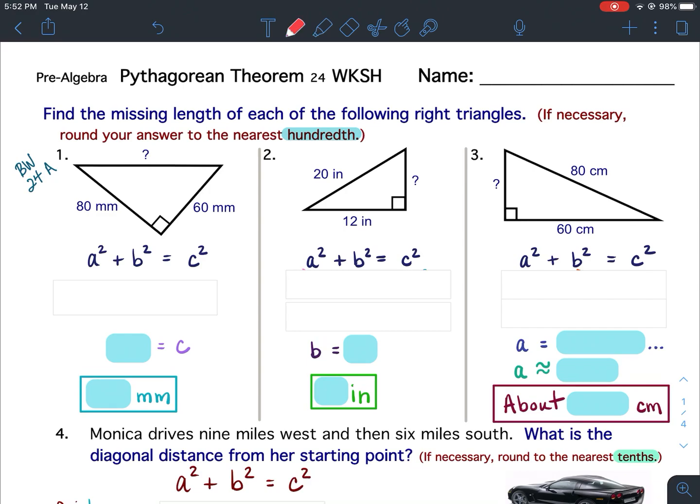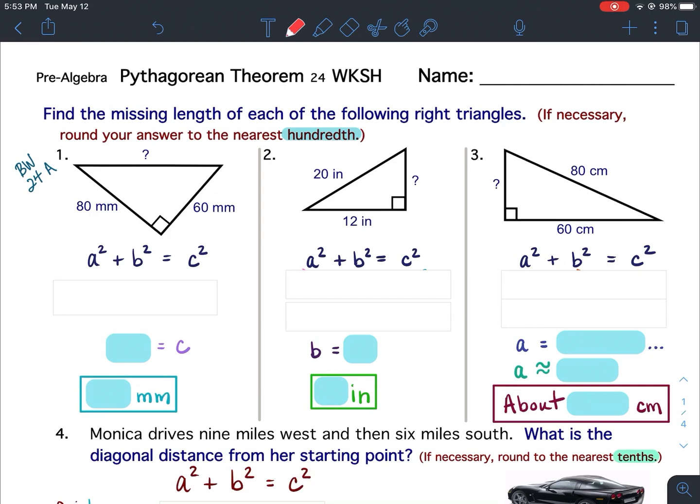Okay, now I'm not going to help you a lot with 1 through 3 because if you need additional help, then you're going to go back to Bell Work 24A and watch the first video from that Bell Work. That will help you with 1 through 3. I am going to help you come up with what's the hypotenuse and what are the legs, just so that we're all on the same page.